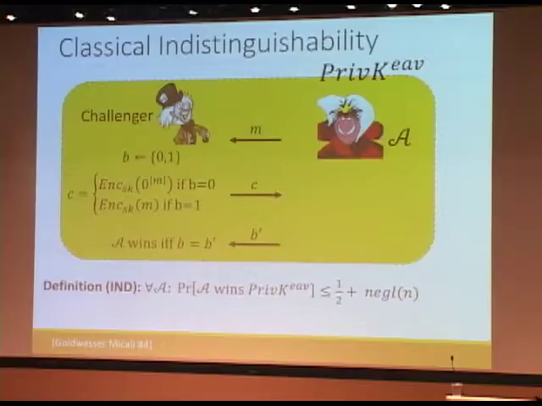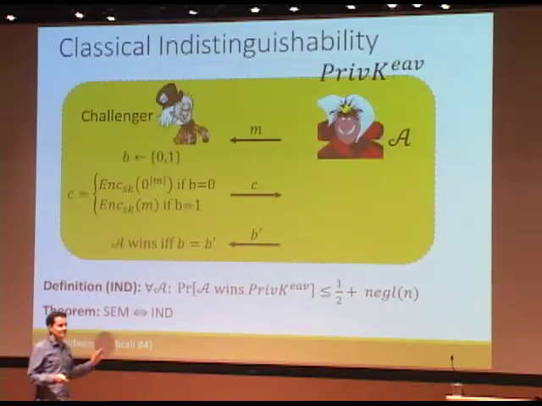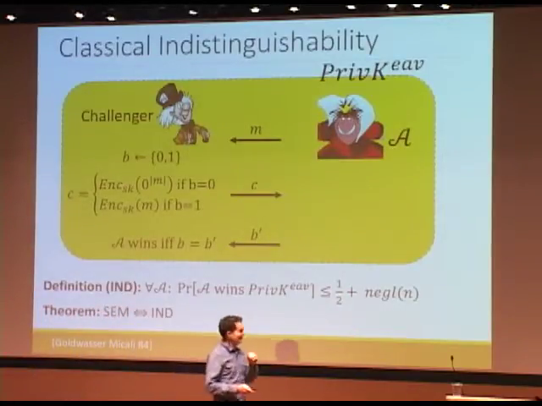Now, the nice theorem that one can prove is that these two notions, indistinguishability and the semantic security that I showed you on the other slide, are actually equivalent. This has been shown by Goldwasser and Micali in '84. Somewhat confusingly, people also sometimes call this semantic security instead, but what they mean is the other thing, and this is just way easier to work with.